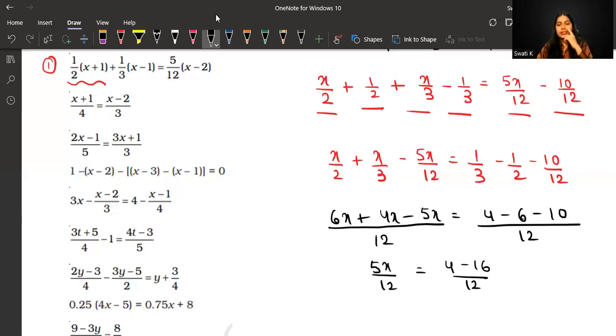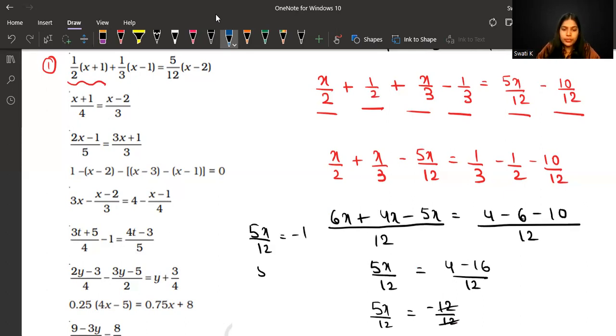Now here you can cancel this 12, 12, but I'll not do that. I'll just make you understand how we can solve this. So 5x by 12 as it is, and this 4 minus 16 will become minus 12, right? Minus 12 divided by 12. Now this, of course, we can cancel. So what exactly are we getting? We are getting 5x by 12 equals minus 1.